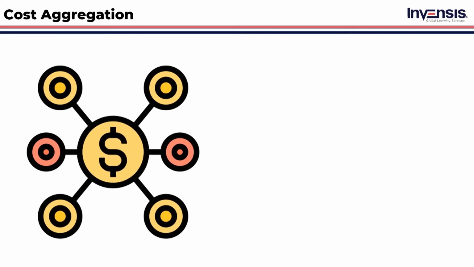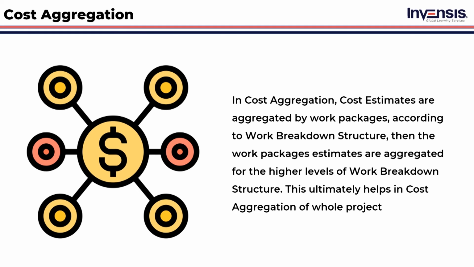Then we have our next technique used in determining the budget, that is cost aggregation. In cost aggregation, cost estimates are aggregated by work packages, according to the work breakdown structure. Then the work package estimates are aggregated for the higher levels of the work breakdown structure. This ultimately helps in cost aggregation of the whole project.